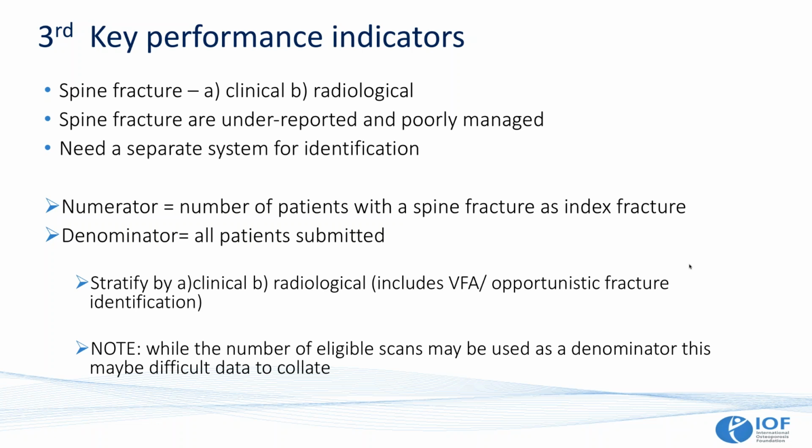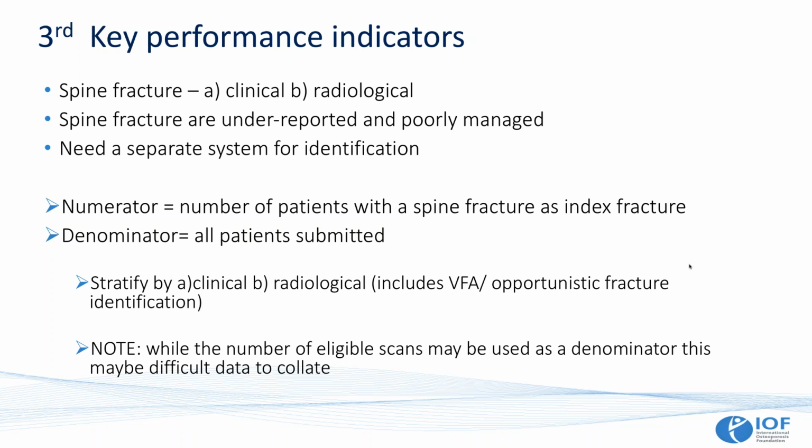This is an easy indicator to calculate. It's the number of patients with a spine fracture as their index fracture, and the denominator is all patients submitted. You can stratify then by those found by clinical pathways or by radiological methods, either through VFA or opportunistic fracture identification.